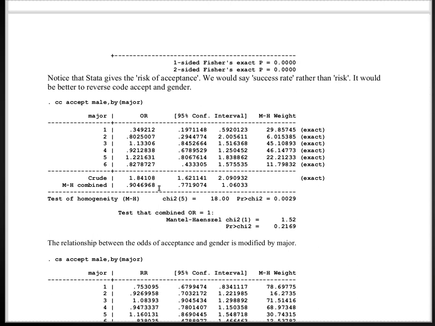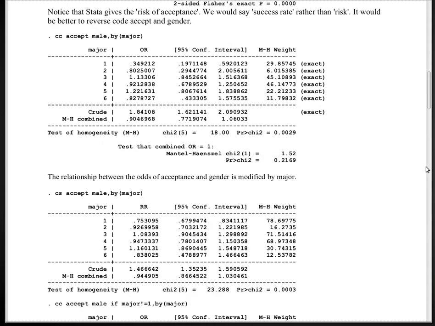On the other hand, we would say, wait a minute, there's evidence that the major is modifying this relationship between acceptance and gender. Okay. This test for modification is below most commonly accepted thresholds. And so we can see that the relationship between the odds of acceptance and gender is modified by the major. Right. So the major that the student was applying to was modifying the relationship between the odds of acceptance and gender.